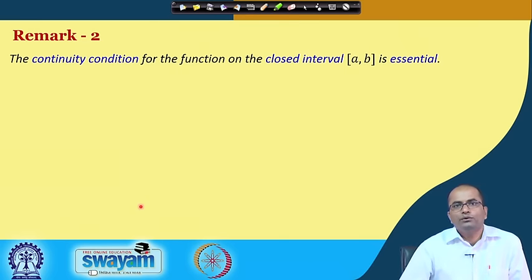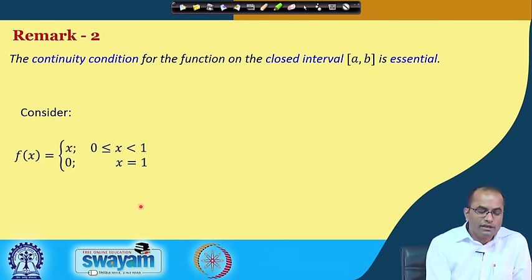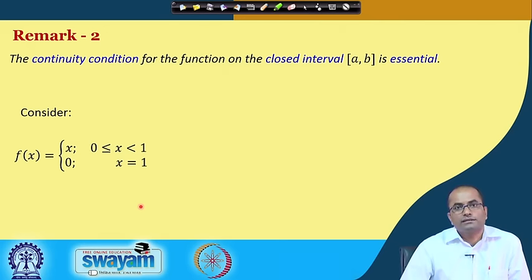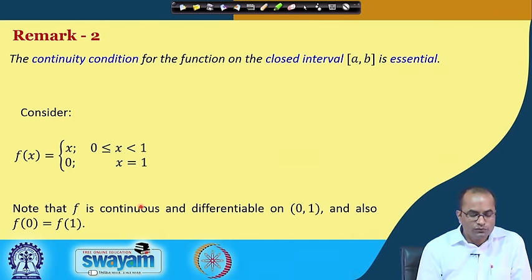Another remark: the continuity condition in the closed interval for this function is essential. If it is not met, then the theorem may not guarantee the existence of such a c where f prime c will be 0. For example, look at this function f x is equal to x, and 0 at x is equal to 1. What do we see here? The function is continuous and differentiable on 0 1 and also f 0 is equal to f 1. So, this condition is met, differentiability condition is met, but the function is not continuous at 1.